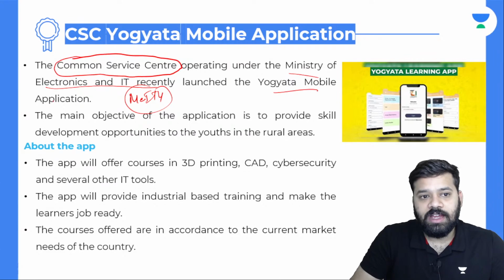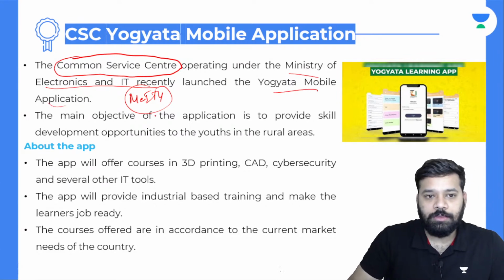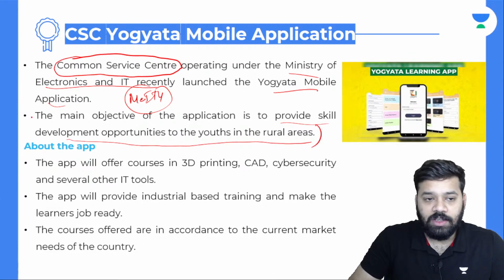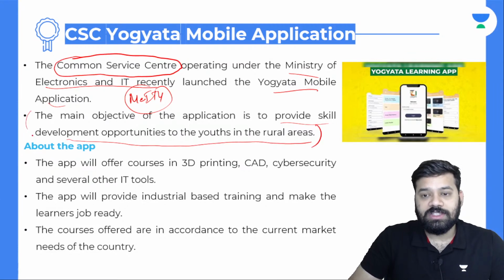Recently launched Yogita Mobile App. So MEITY has launched Yogita Mobile App. So what is this mobile app? The objective of this application is to provide skill development opportunity to youth in rural areas. So skill development, which is vital for the growth of the country.